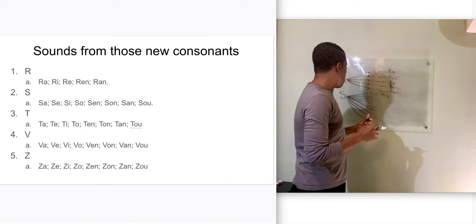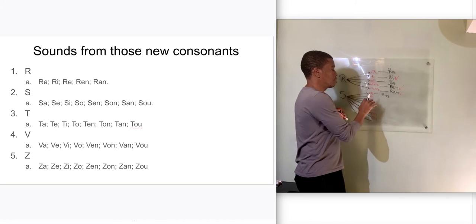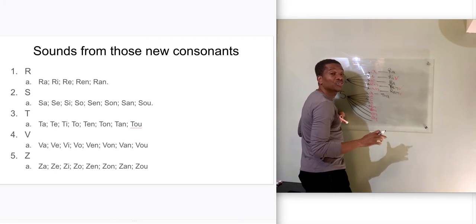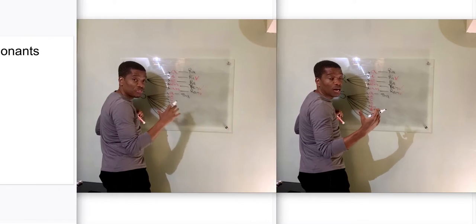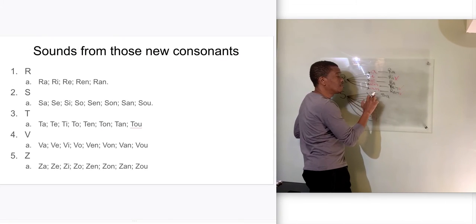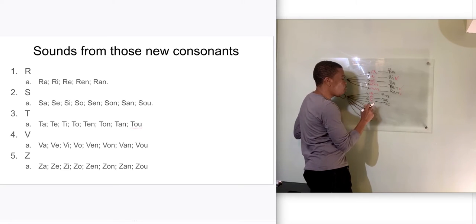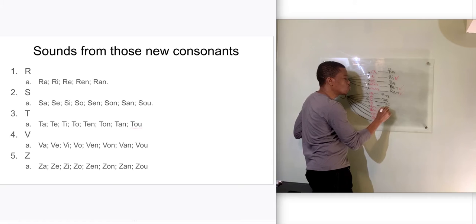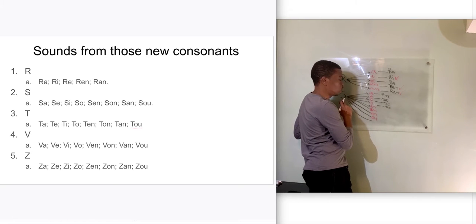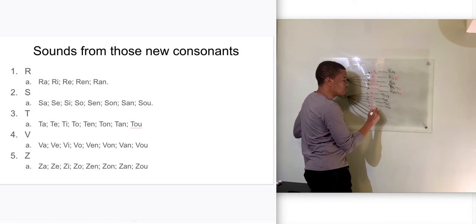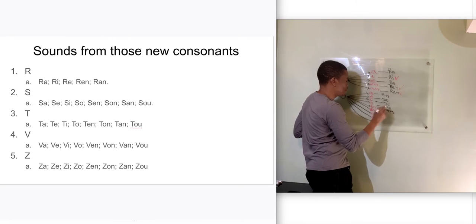Now, with the letter S, these are the sounds that you will see with that letter. S, A will give you sa. S, E will give you se. S, I will give you si. S, O will give you so. S, N will give you sen.